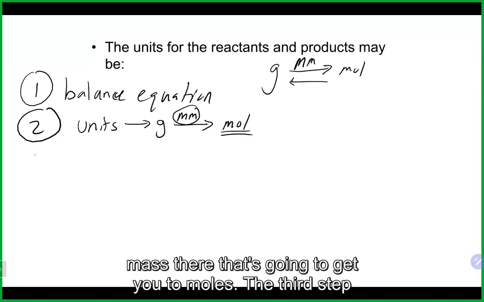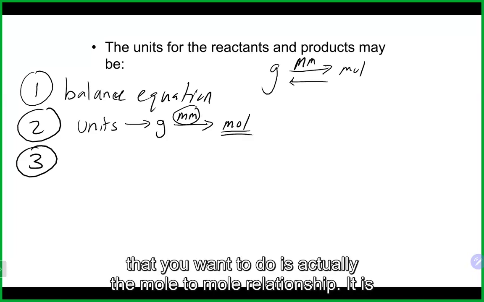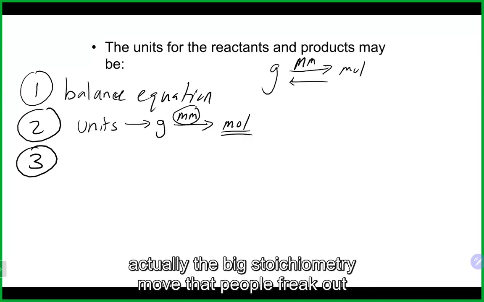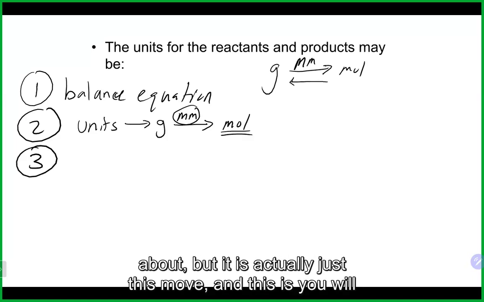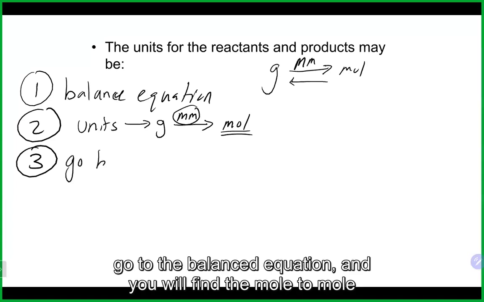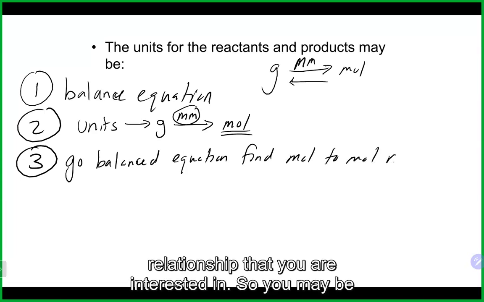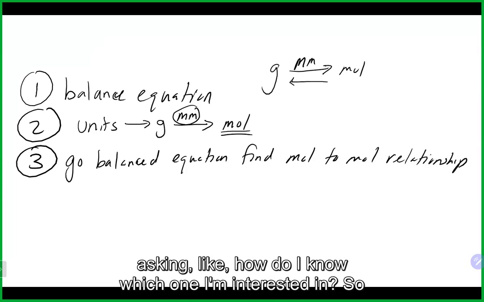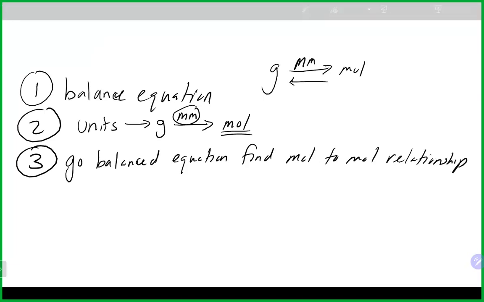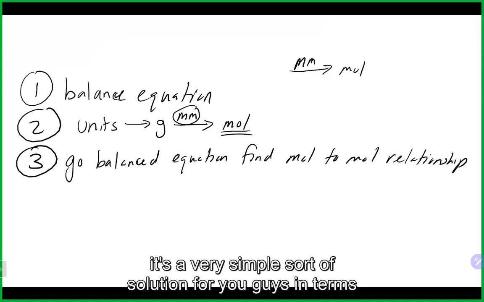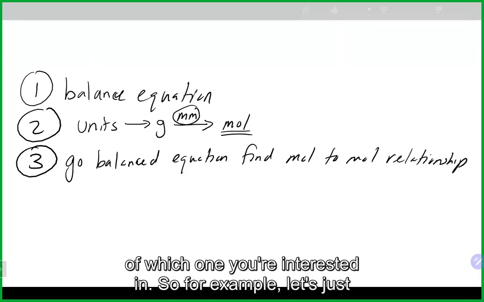The third step that you want to do is actually the mole to mole relationship. It is the big stoichiometry move that people freak out about, but it is actually just this move. You will go to the balanced equation and you will find the mole to mole relationship that you are interested in. So you may be asking, how do I know which one I'm interested in? It's a very simple solution for you guys.